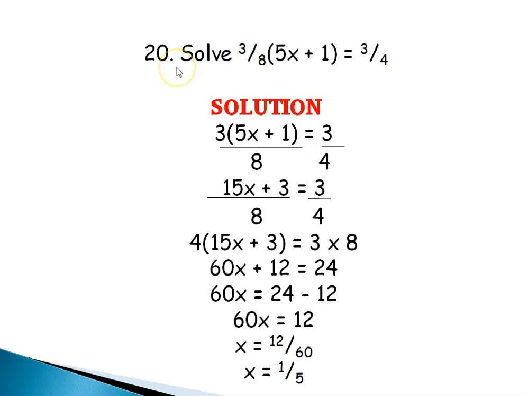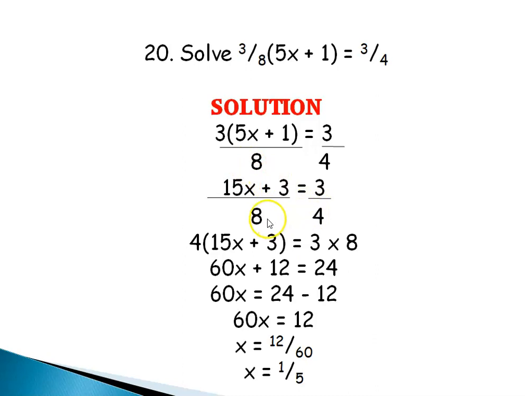Alright, question 20, which is the last question for this series. Solve 3 over 8 bracket 5x plus 1 is equal to 3 over 4. This is the same thing as saying 3 into bracket 5x plus 1 over 8 is equal to 3 over 4. Then I'll cross multiply. 4 multiplied by this, and then 8 multiplied by this. But before then, let's open this bracket. 3 times 5x is 15x. 3 times 1 is 3 over 8 is equal to 3 over 4.